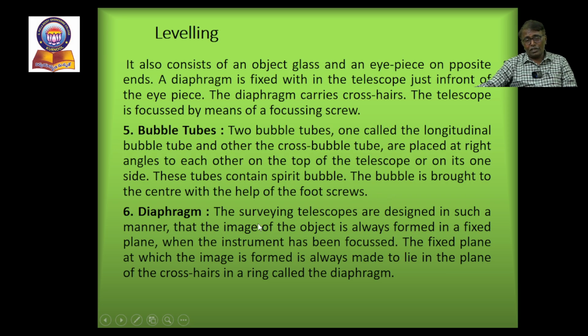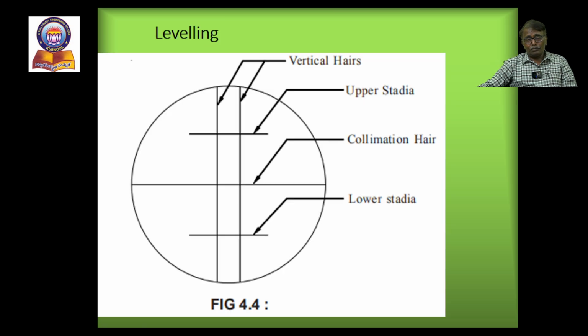Diaphragm. The surveying telescopes are designed in such a manner that the image of the object is always formed in a fixed plane. When the instrument has been focused, the fixed plane at which the image is formed is always made to lie in the plane of the crosshairs in a ring called the diaphragm. You can see the diaphragm. This is the diaphragm over which the image is formed.